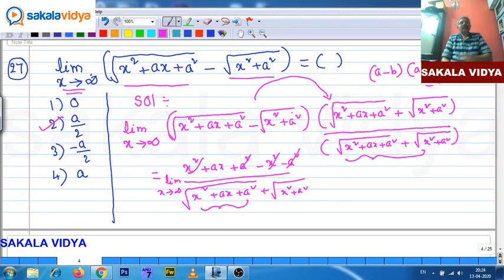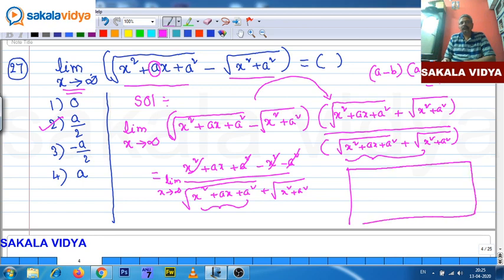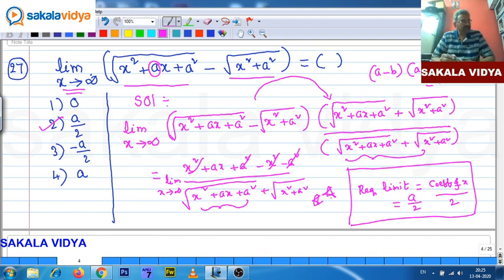Right. So whenever this kind of problem is given, there is a simple technique you can remember. The required limit is equal to coefficient of x by 2. Here the coefficient of x is a, so the answer is a by 2. That's all. This is an easy tip. You can remember it.